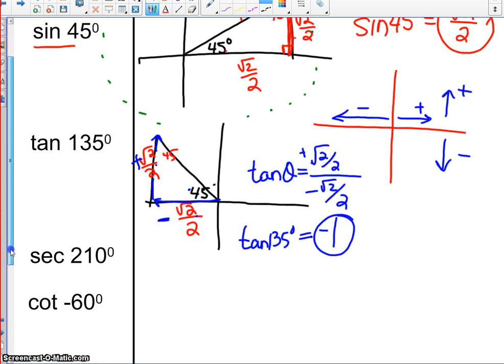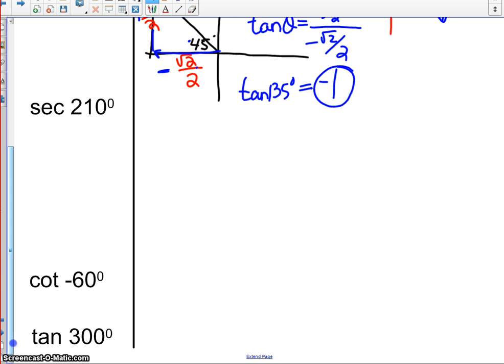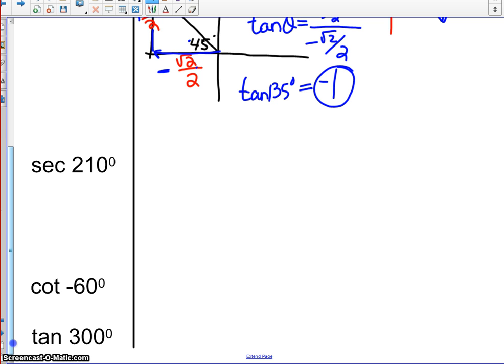All right, we're going to keep at this. I know it's not always easy the first time you see these. All right, let's get another example here. Excuse me. All right, so let's look at secant. Secant of 210.